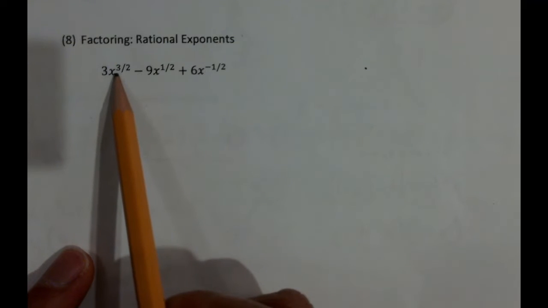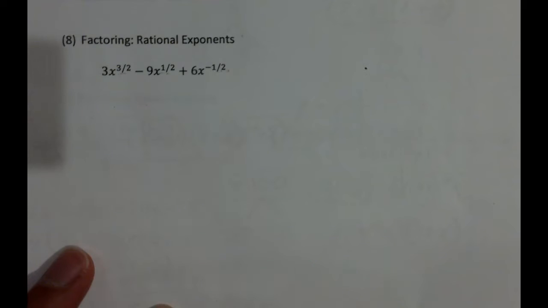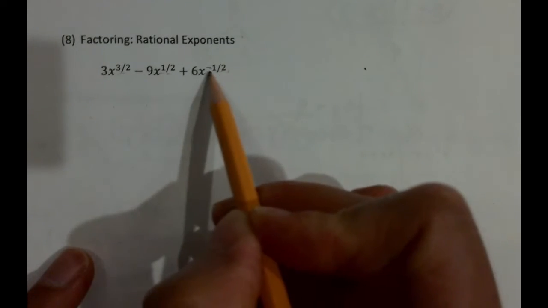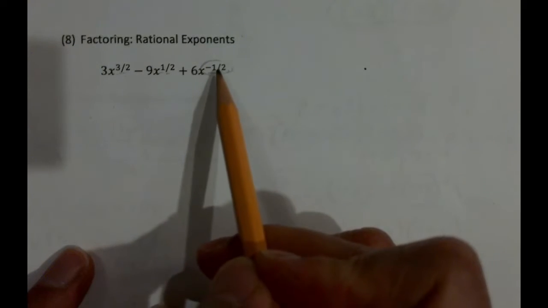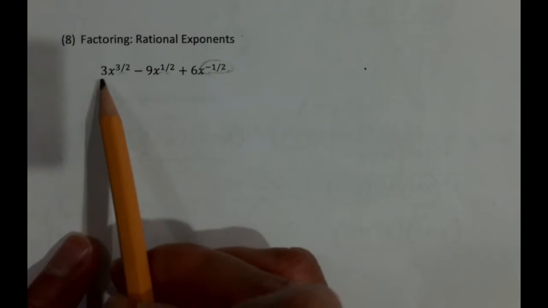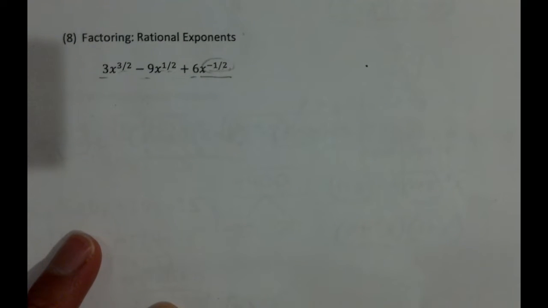Okay, rational exponents. What you want to do here, and particularly when you have these, they all involve square roots, but I've got this negative. What you want to do is factor out the most negative power of x, along with anything else that you can. So in this case, I can factor out 3, and I'm going to factor out x to the negative 1/2.